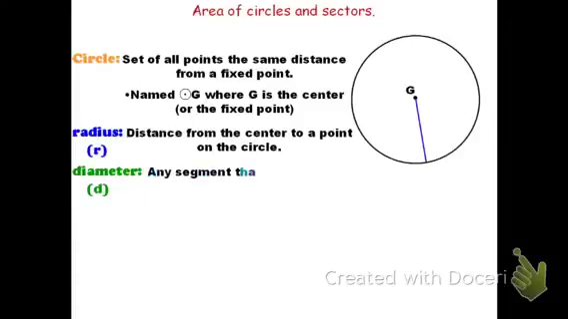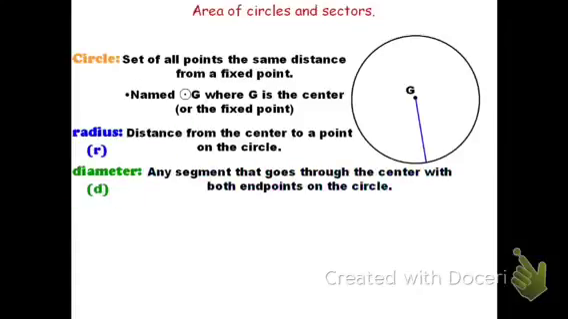Now another term we're going to look at is diameter. The diameter is any segment that goes through the center with both endpoints on the circle. Now the diameter is a special type of chord. A chord is a segment with endpoints on the circle. The difference is this chord has to go through the center.